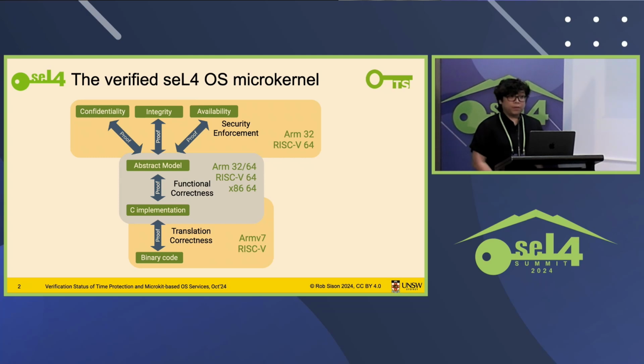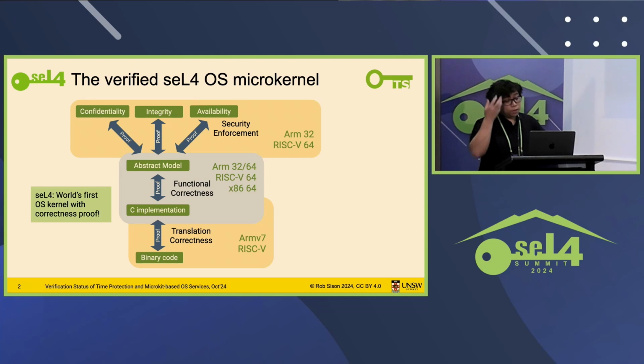Okay, so in previous summits and possibly previous talks in this summit, you may have seen a diagram like this that is about the structure of the verification of the seL4 kernel. We have various properties of interest, such as confidentiality, integrity, availability, that are proved on top of an abstract model, and a functional correctness proof, in the sense that the C implementation is a correct implementation of the functionality of the abstract model by refinement. And we have a similar refinement argument saying that the binary code is correctly translated by the compiler.